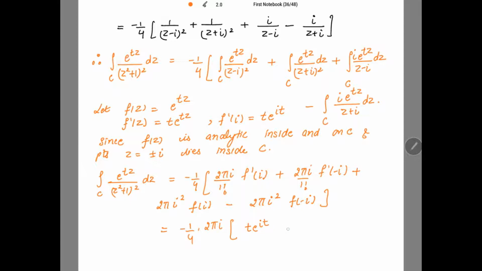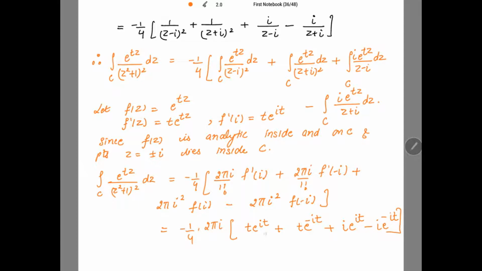And then what is f dash minus iota? This will be t e to the power minus iota t. And then what is f of iota? Plus, f of iota will be, put iota in f(z), so this is e to the power iota t, minus iota into f of minus iota, which will be e to the power minus iota t, closing the bracket.